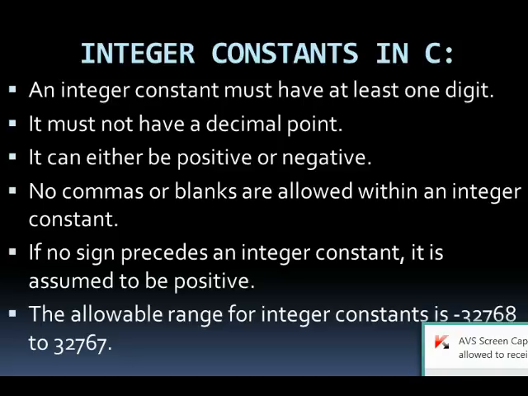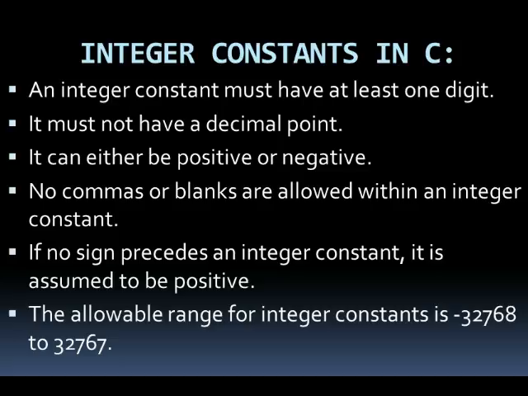Let's see a brief note on integer constants. An integer constant must have at least 1 digit. It must not have a decimal point. It can either be positive or negative. No commas or blanks are allowed within an integer constant. If there is no plus or minus sign before a number, by default it is taken as positive. The range of an integer constant is minus 32,768 to 32,767.